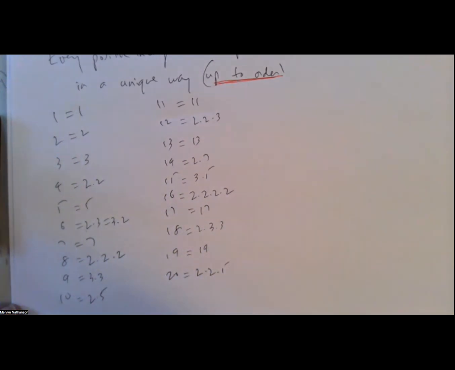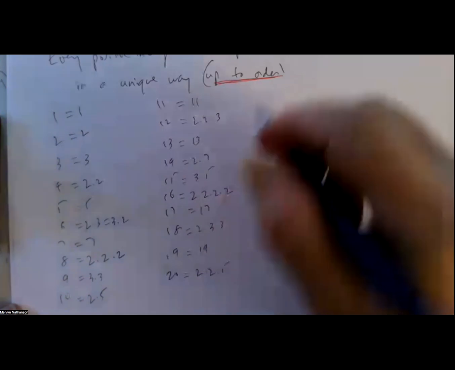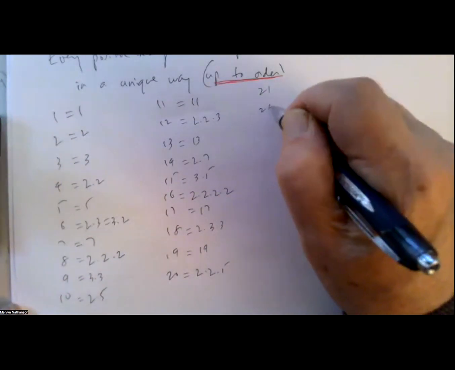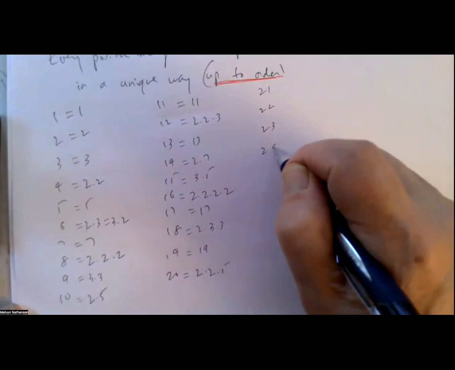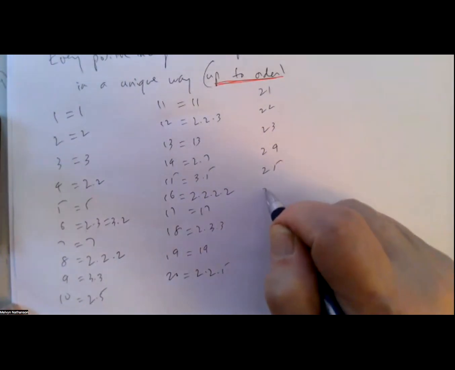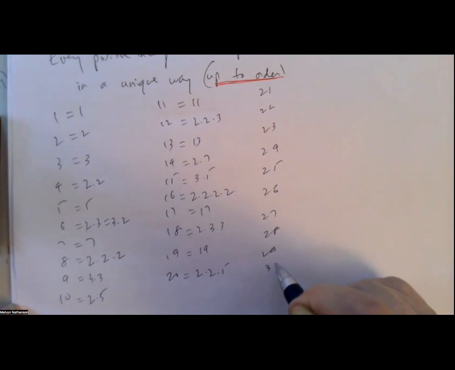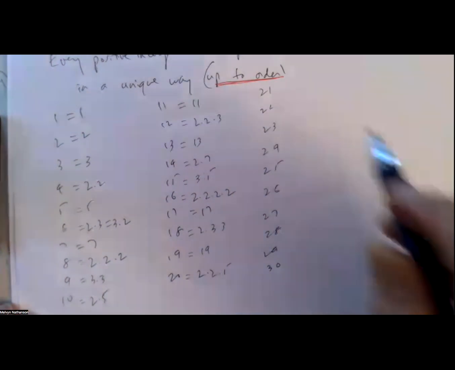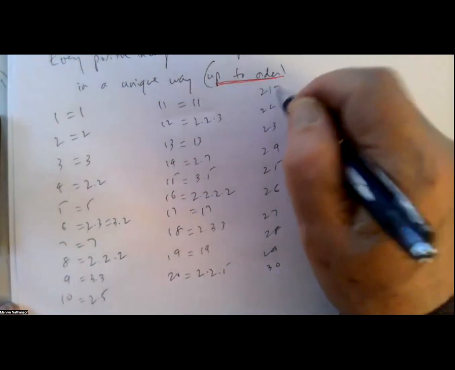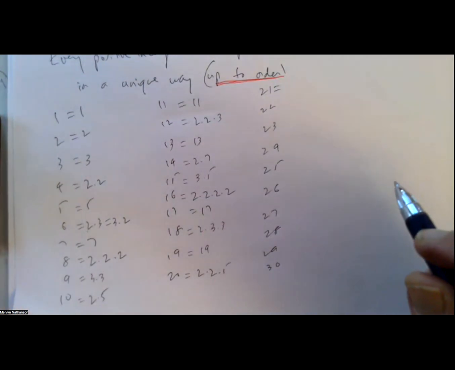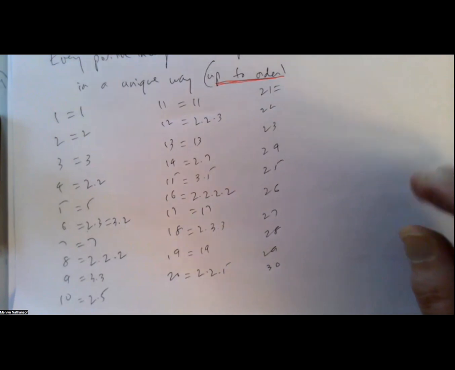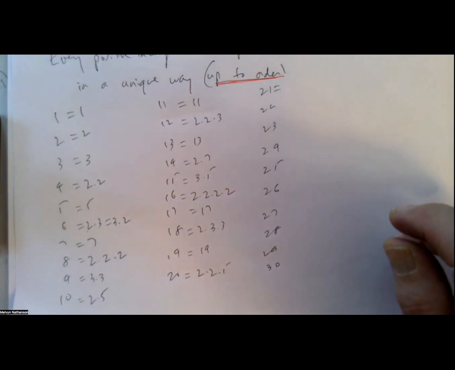Right? So, just so you get a little bit of the fun, spend a minute and write each of the numbers from 21 to 30 as a product of primes. You know, just take a piece of paper and jot down the answers.